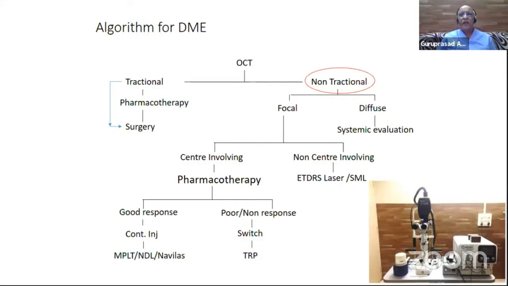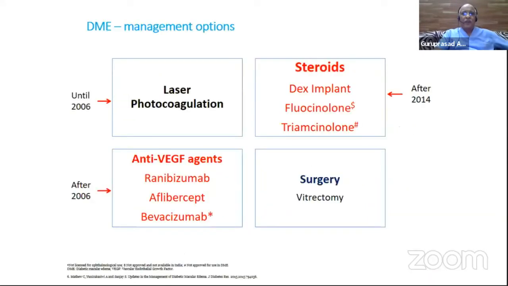I also restrict myself to laser, that too with the subthreshold micropulse laser, for patients who are fed up with taking injections, although it doesn't really work very well in my hands. And of course, we have pharmacotherapy for all others. So we have covered laser and surgery. What we're left with is pharmacotherapy with either anti-VEGF agents, which have been there since 2006, and steroids, which have been there since 2014.